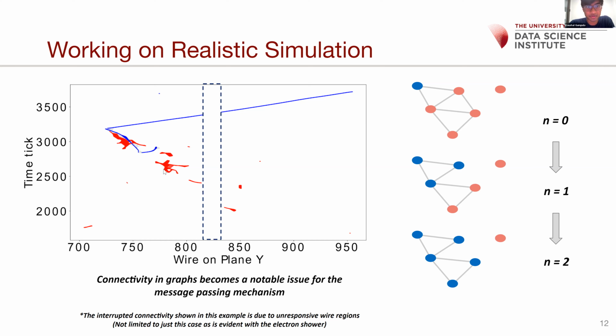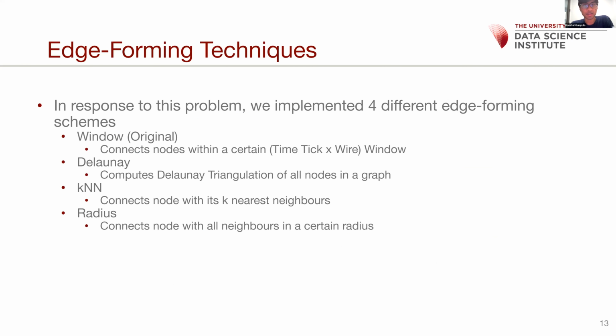As you can see, the electron shower over here is also disconnected, as well as, in more extreme cases with diffuse and cosmic activity, we'll have sort of the same issue. So in order to mitigate this effect, we really want to be careful about how we draw our graphs themselves, which is why, in response to this problem, we tested 4 different edge forming schemes.